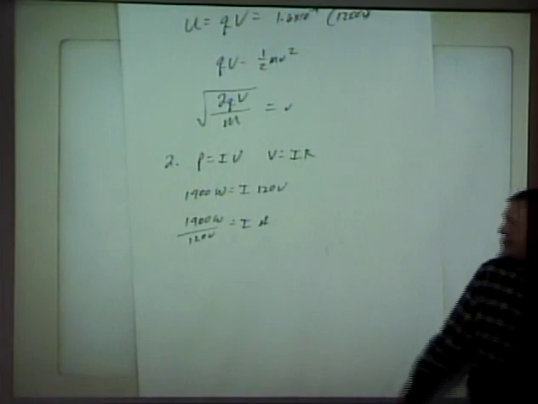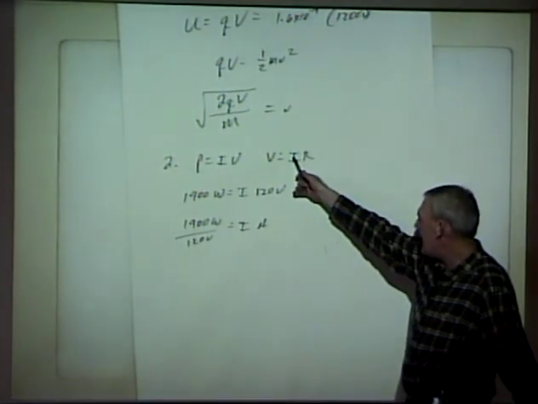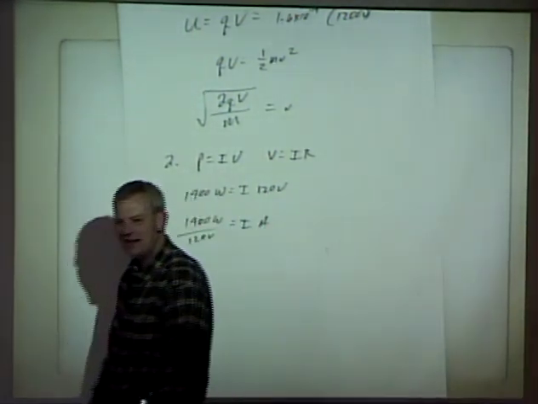And then the resistance: V equals IR. Now you've got I, so V equals IR. Piece of cake.